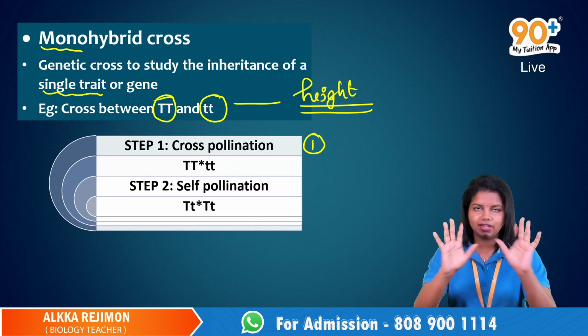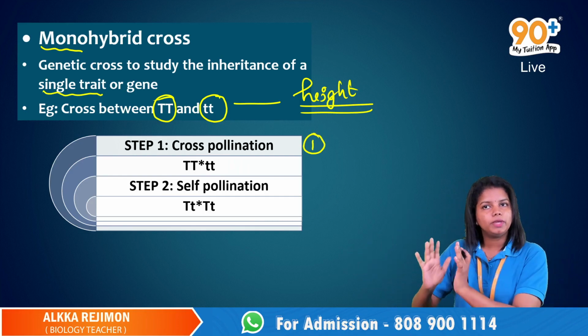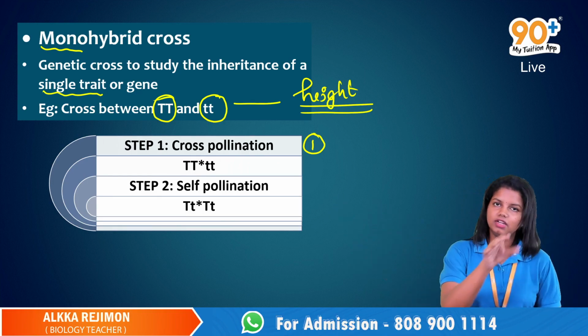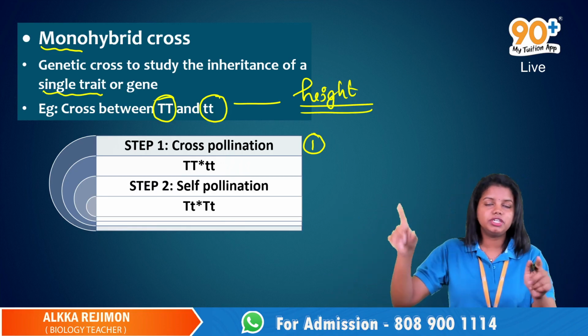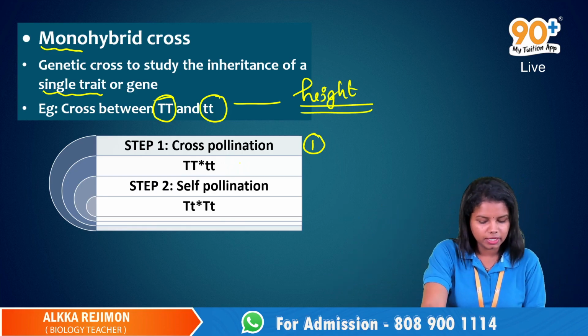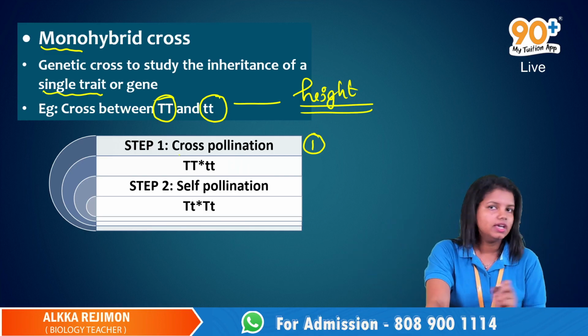So we take two types of pea plants. One pea plant will be tall, and one pea plant will be dwarf. What he did is he crossed between this tall and dwarf pea plant. That is cross pollination, the first step.